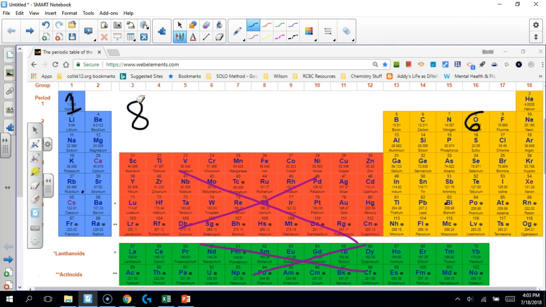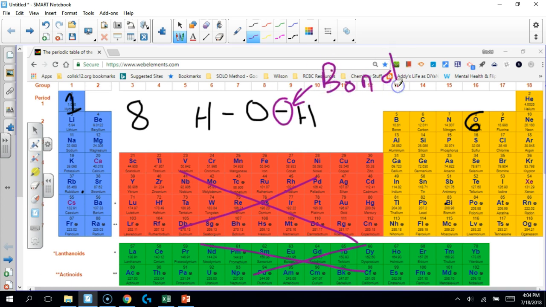Now the second step is to draw a skeleton structure. A skeleton structure shows how all the atoms are connected together using lines. This line right here is a bond, and it is a covalent bond.